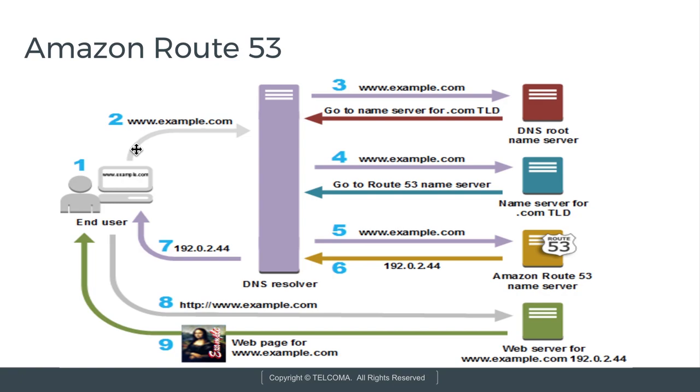The request for www.example.com goes to the DNS resolver. This DNS resolver is typically managed by an internet service provider, such as a cable internet provider, a DSL broadband provider or a corporate network. So we have the DNS resolver of the internet service provider. It forwards the request for example.com to the DNS root name server. This is the third step: the request is forwarded to the DNS root name server by the internet service provider.